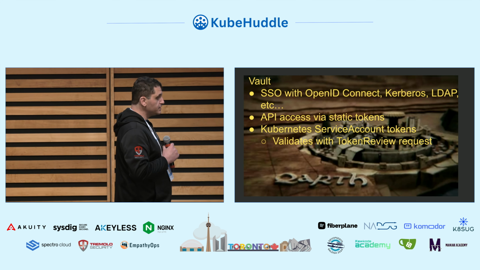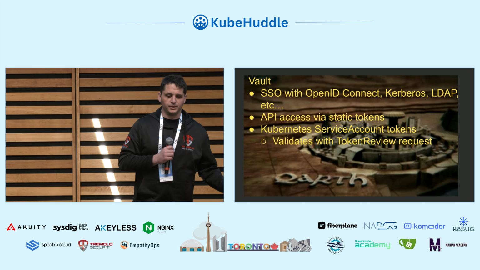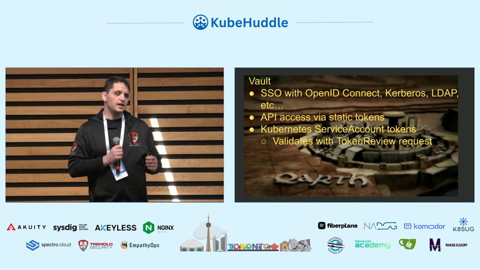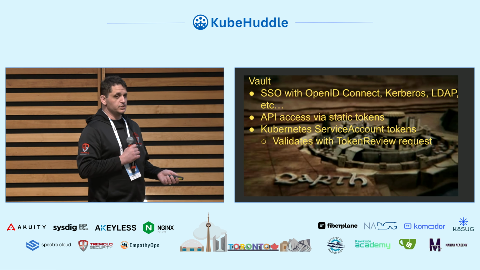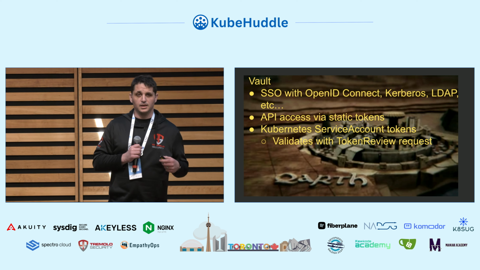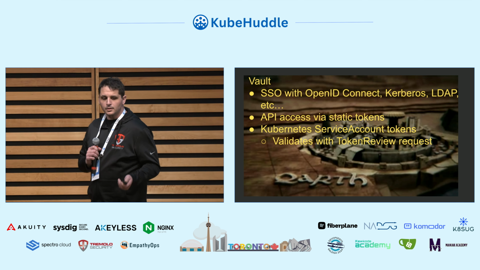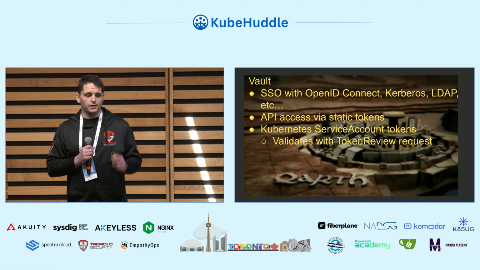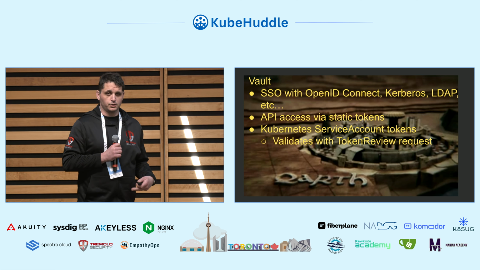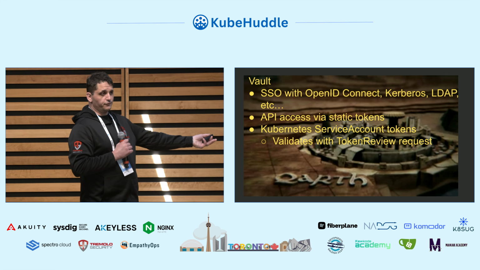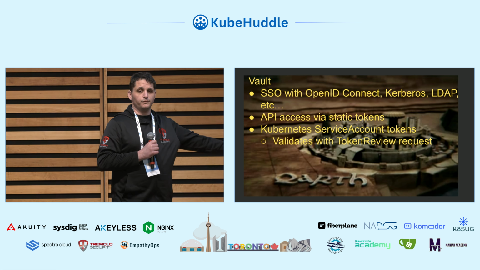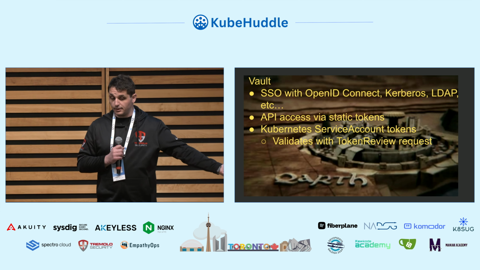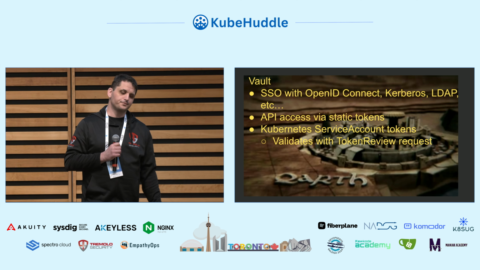Vault, also SSO with OpenID Connect, all the other usual suspects when it comes to authentication. If you're going to be talking to the Vault API, for instance, if you're using the Kubernetes external secrets operator, you could use a static token. That's, again, an anti-pattern. The other thing you can do is use your local service account token, hand it off to Vault. Vault will do a token review request. So if somebody tries to use a token from a pod that's expired, that will fail.